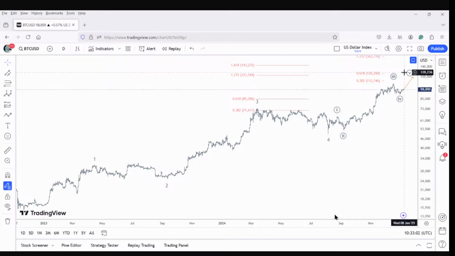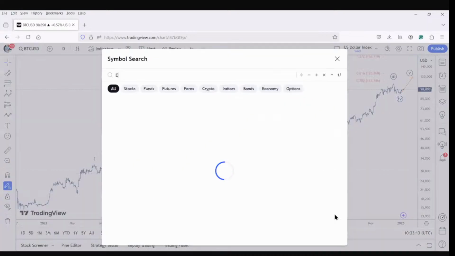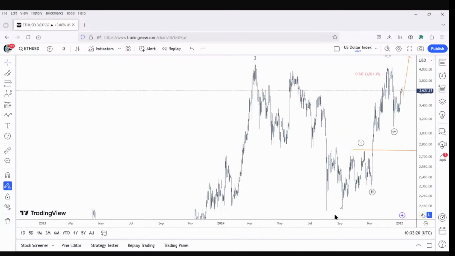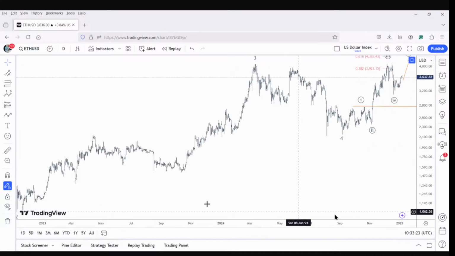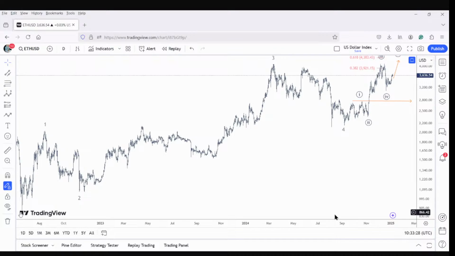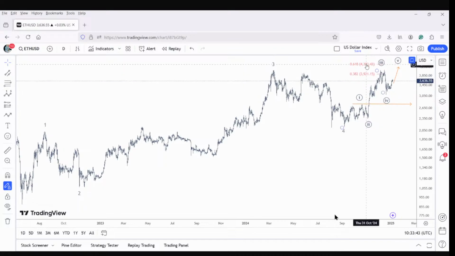Remember, keep an eye on the 125,000 mark for Bitcoin. Ethereum is almost on the same lines. The last leg into the picture: that's wave one, two, impulsive three, four, and the fifth wave is going on. It could be pushing through the 4,300 zone.